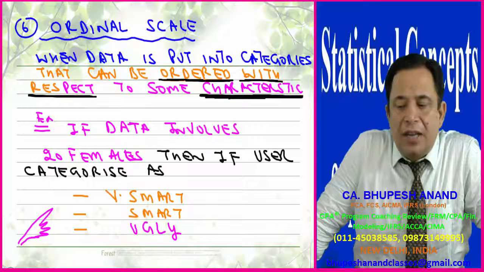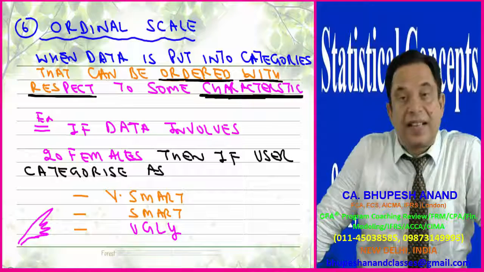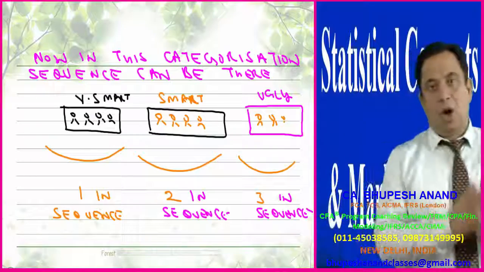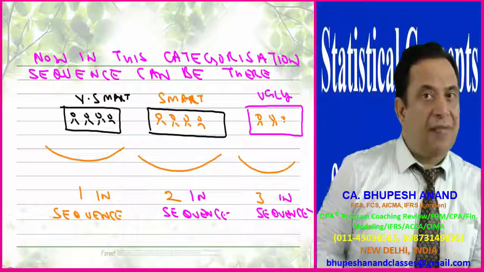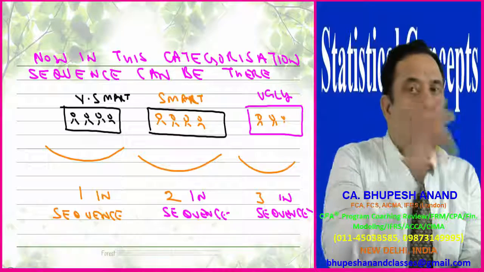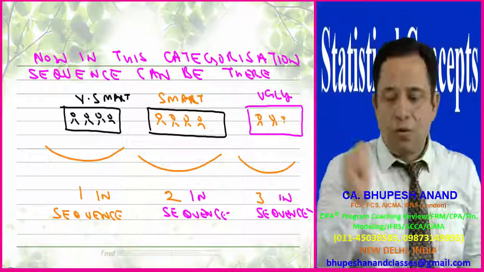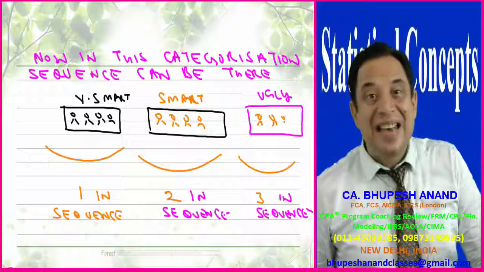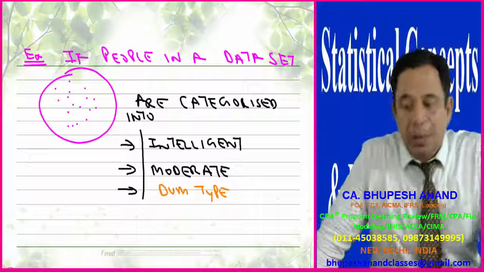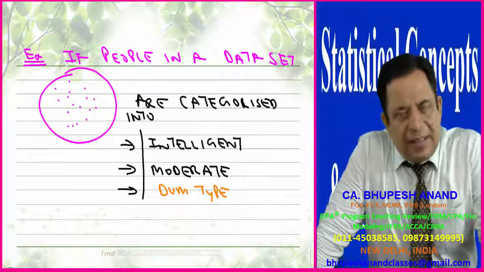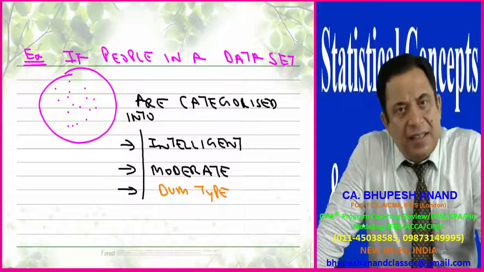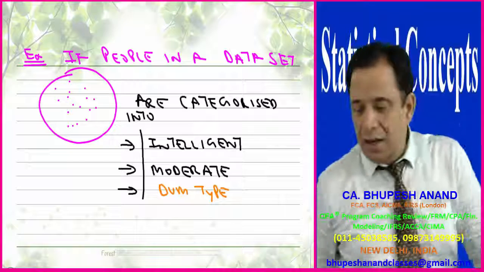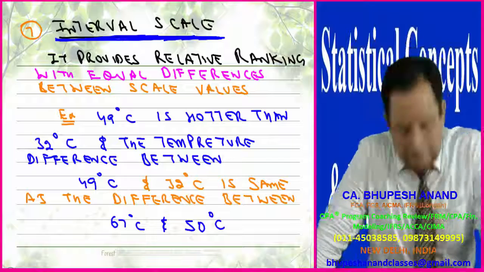If the data involves 20 females, then it is categorized, and I am putting the preference at first order. I can say so because I have given the order to it. So very smart, they will stand like this in a sequence. So this is named ordinal. Please write down. Another example: if in the data set I categorize people as intelligent, moderate, and dumb, it is ordinal, not an interval scale.